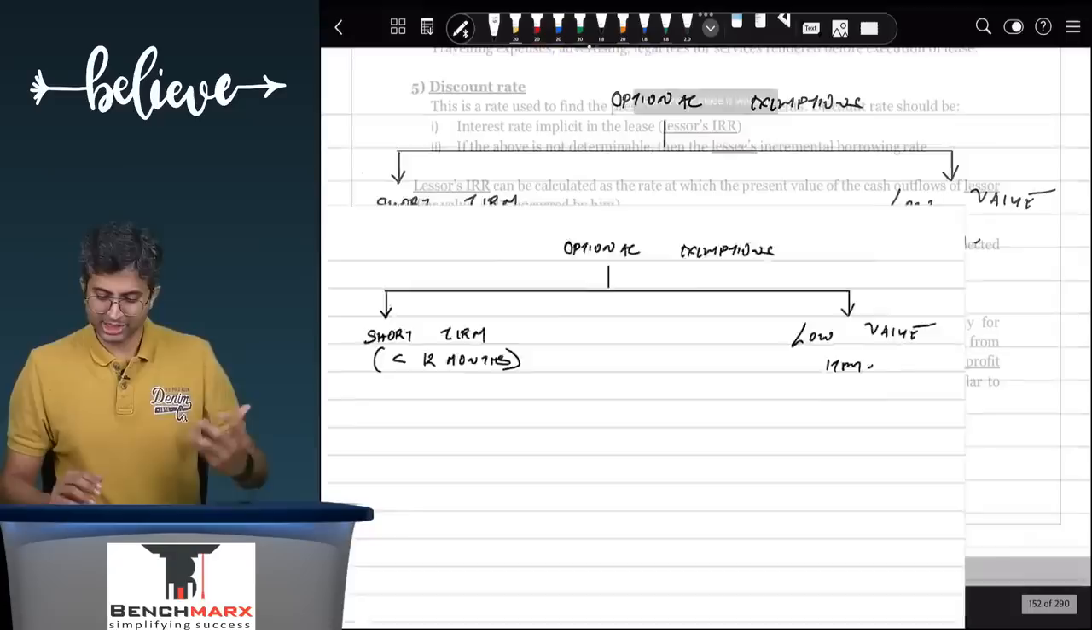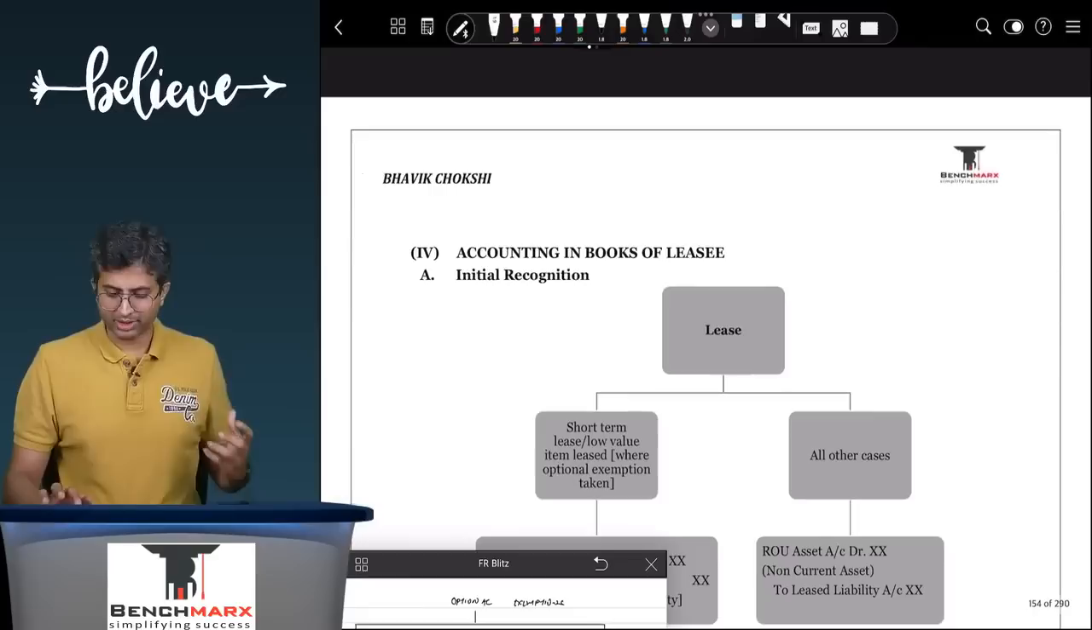So this takes care of the recognition exemptions over here. The next part of the standard is the numerical part of the standard, which I would rate as a more important part of the standard.